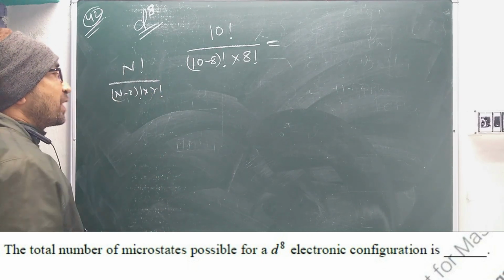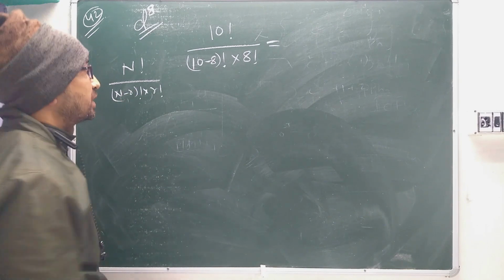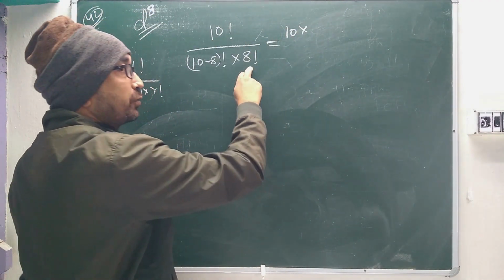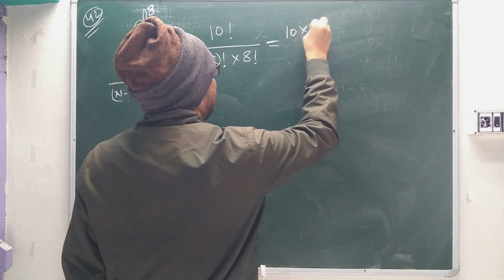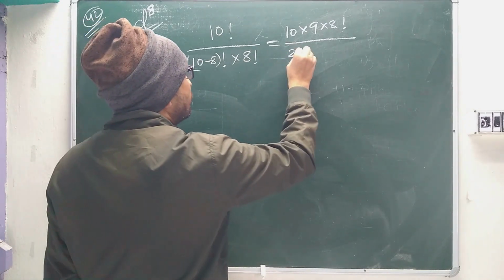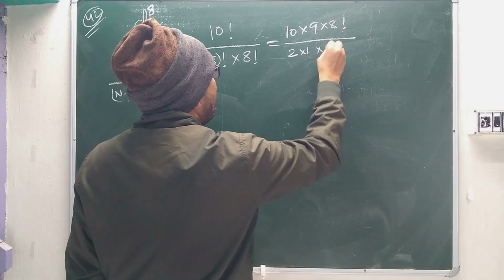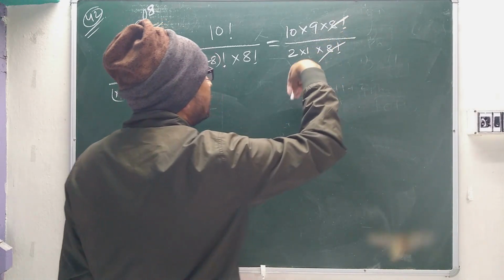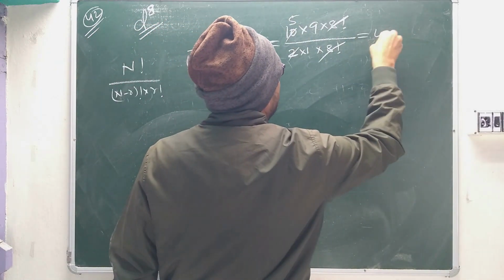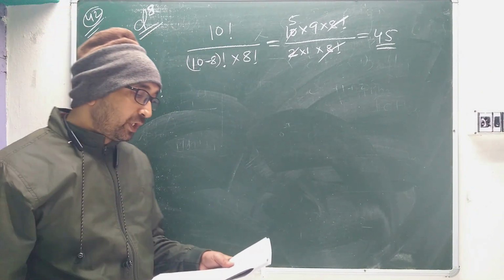Here n is number of orbitals into 2. r is number of electrons present, right? So 10 factorial. We just have to do multiplication till 8 factorial. So 10 into 9 into 8 factorial, and then here it will be 10 minus 8, it will be 2 factorial. So 2 into 1, and then into 8 factorial, correct? So 8 factorial will get cancelled. 10 by 2, it will be 5. So 5 nines are, how much is it coming? 45. So total number of microstates is 45. So your answer will be 45, correct?